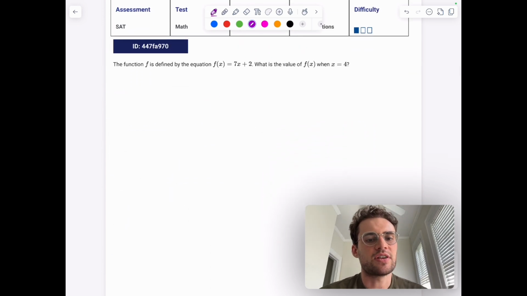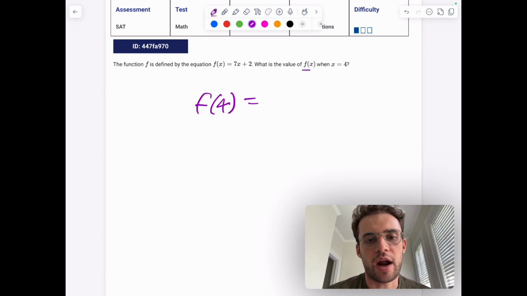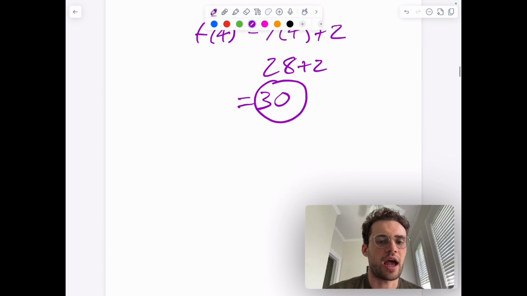The function f is defined by the equation f of x equals 7x plus 2. What is the value of f of x when x equals 4? So we substitute 4 in for x, and we get 7 times 4 plus 2. 7 times 4 is 28. So 28 plus 2 will give us 30. That's our answer for f of 4.